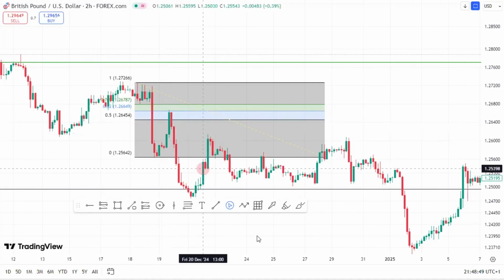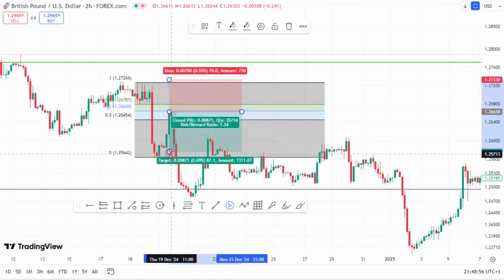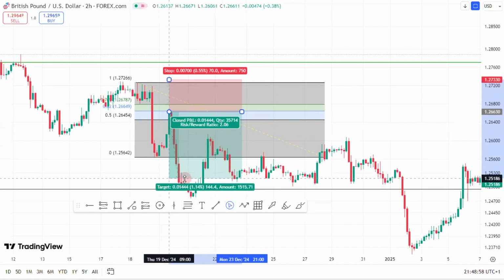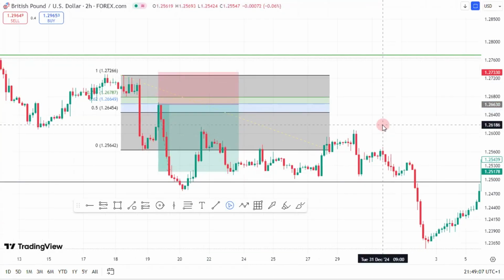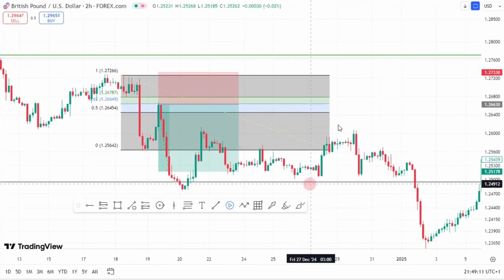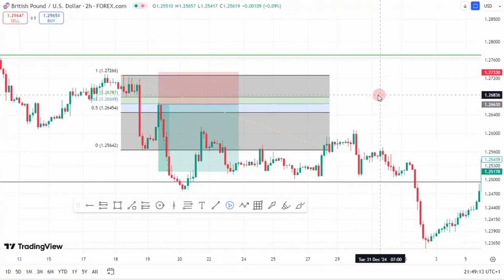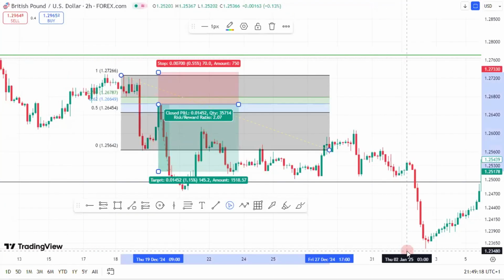So you'd have entered here. This would have been your stop loss. You measure a 1:2. You would have done, see the ratio here, 1:2. So you'd have done a simple 1:2 trade. So you see how simple it is to use the OTE, right? It's very simple, and you are going to keep on seeing this over and over again in the market. Let me show you guys another trading range.